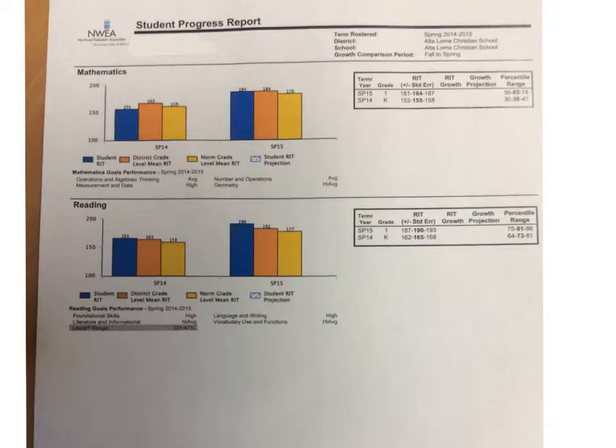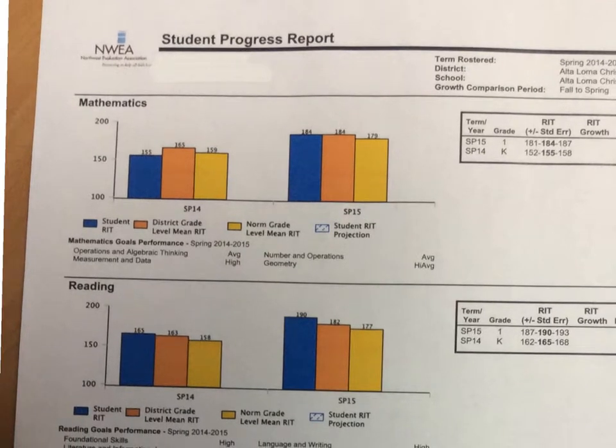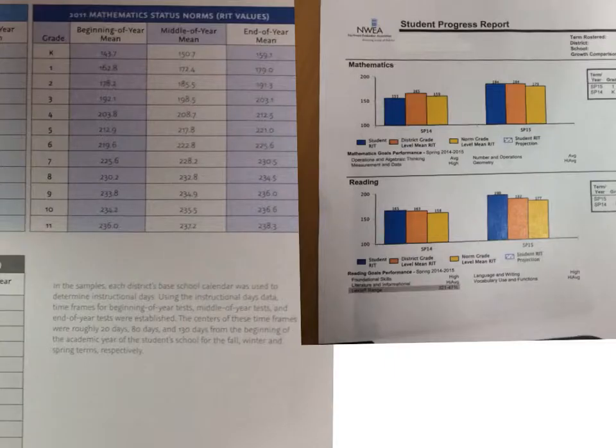So as we're comparing this sample student score report, we'll take a look here, again focusing only on math. We see that this first grade student's score report in spring of 2014, looking here, this student scored 155, and looking in spring of 2015, they scored 184. So now we're going to take those numbers and look at our chart.